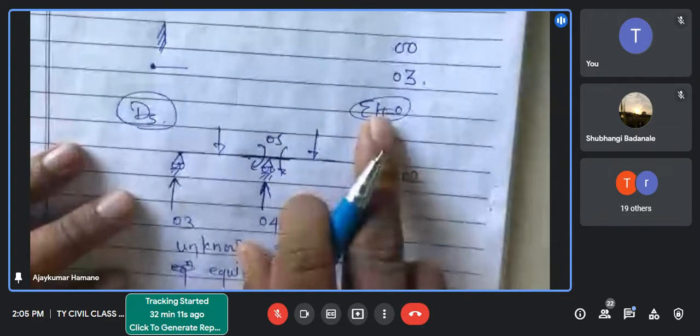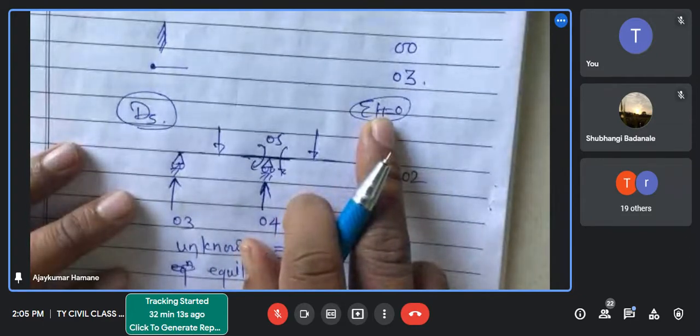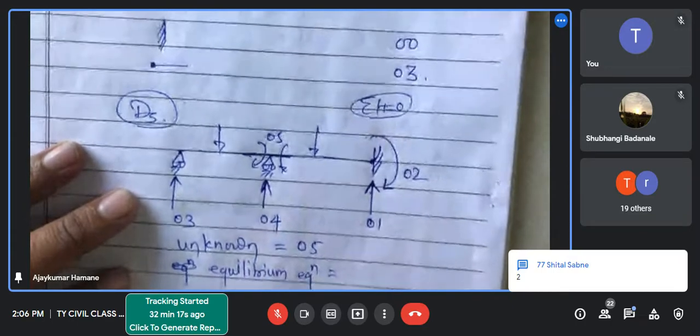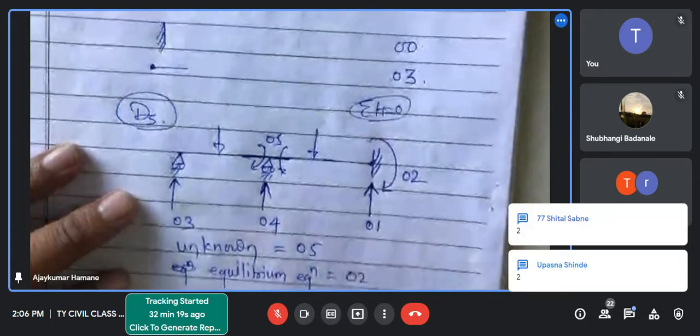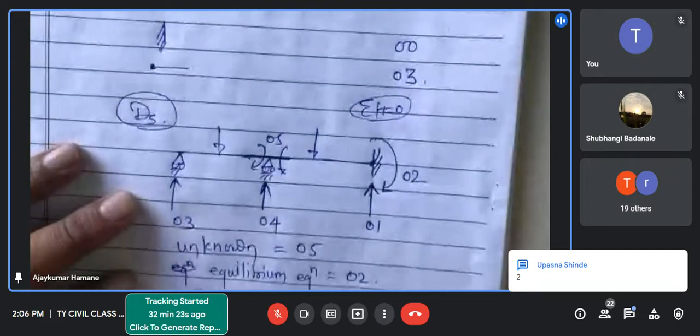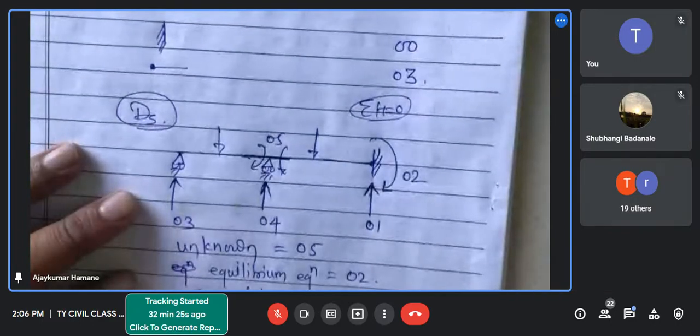Now in our case, we are not taking summation of H. So how many equilibrium equations do we have now? 2. And there is one more equation called the compatibility equation.